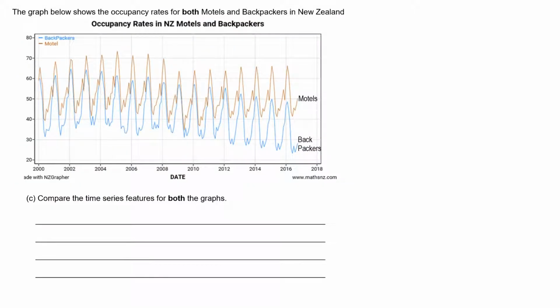So much easier to see here in colour the difference between the backpackers and the motels. So the first part here, you are trying to compare the time series for both graphs. So the key word, we've got to do some sort of comparison. So say something and then compare the 2. So things they were looking for was, like, one was a trend. So overall trend, overall the motels are above the backpackers.